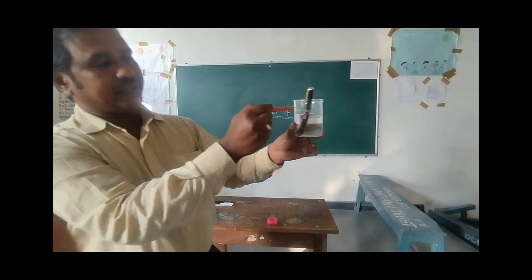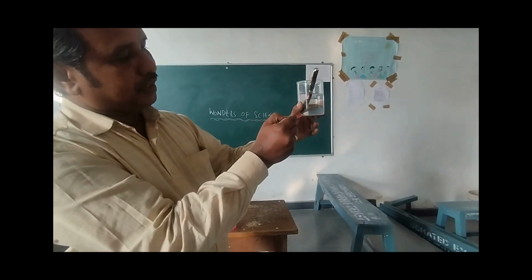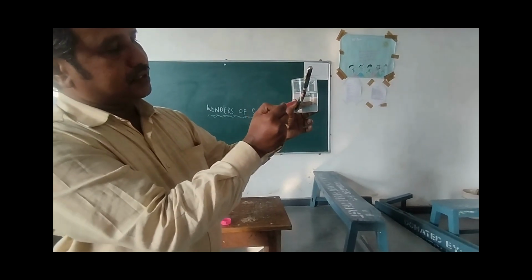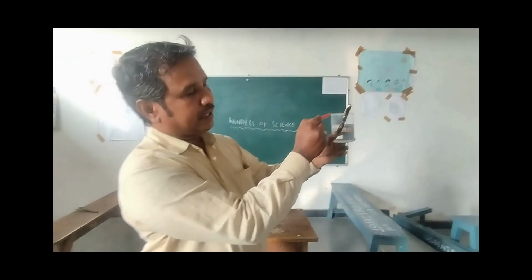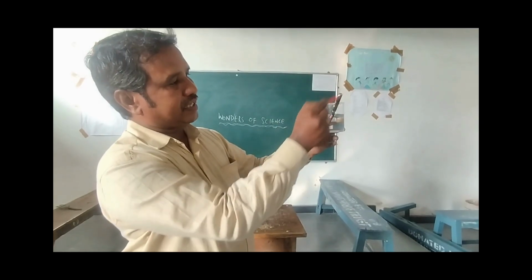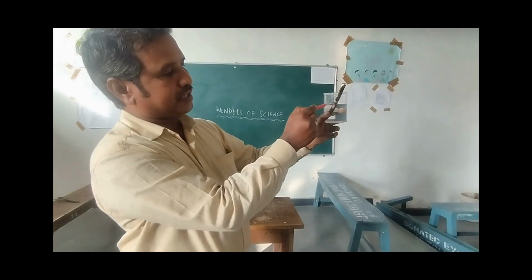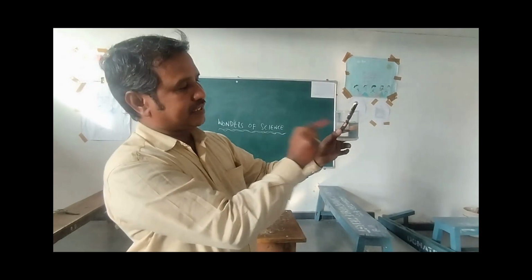Now whenever you are viewing the pen here, the meaning is light is transferring from water to air. Water is a denser medium, air is a rarer medium. When the light is coming out, it goes away from the normal. So if you take the path of the light, it will come in this direction. That is why the bending is observed.